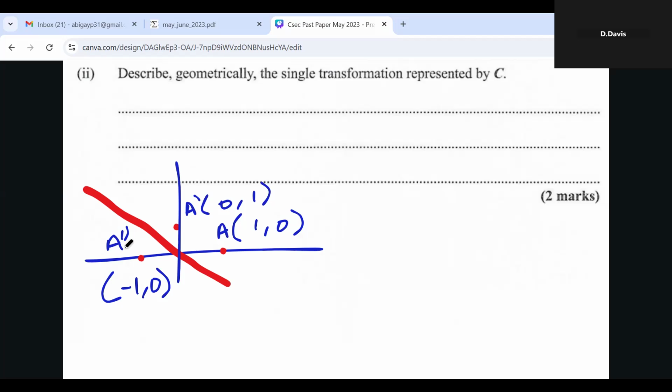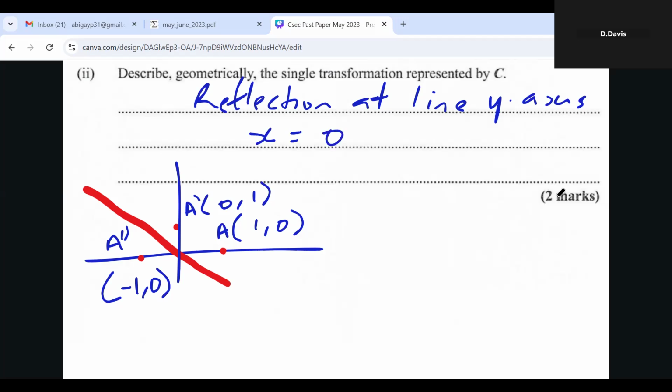So we can say that this transformation is a reflection at the line. Where did it move from? It moved from the y to x. So I say the y axis, where x equals 0. And that's our answer there.